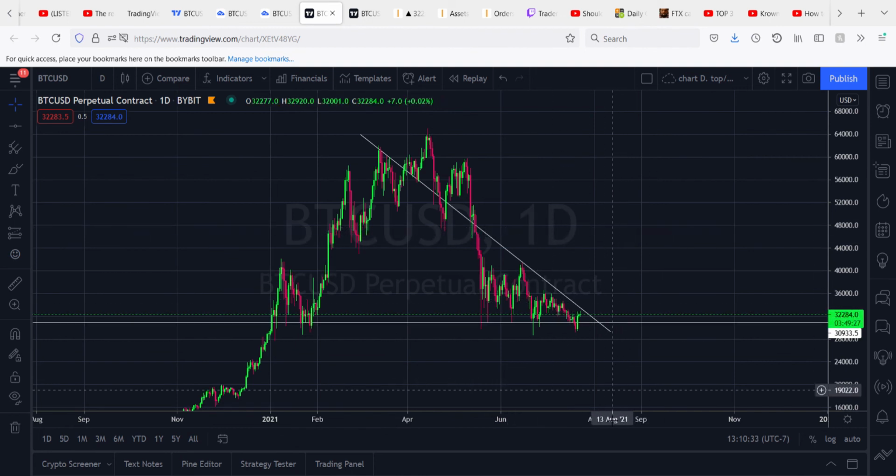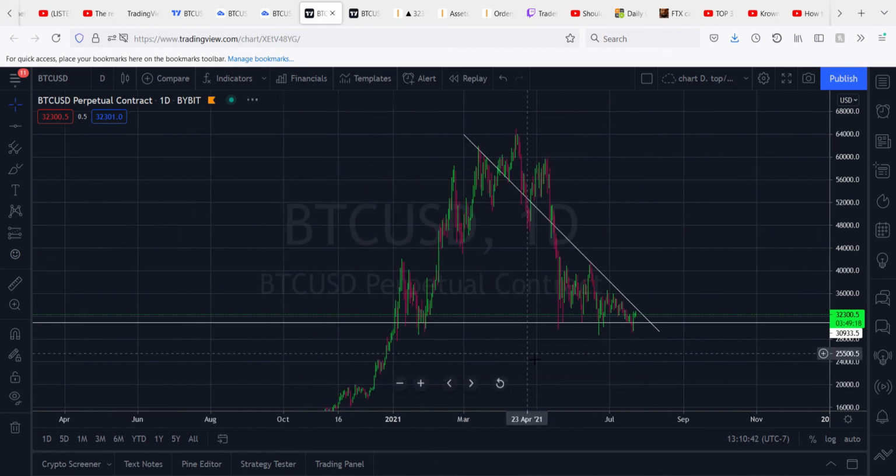And if we get a move down out of this range, then it's going to go probably lower than where people are expecting it to go. So that's what I'm getting at out of this.